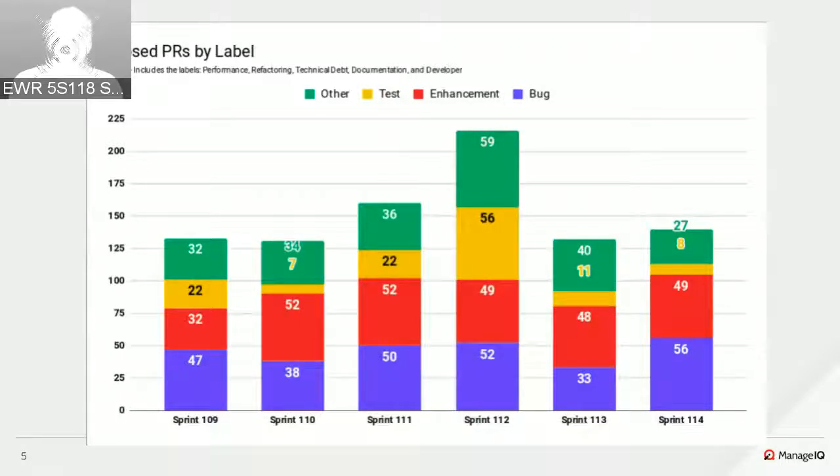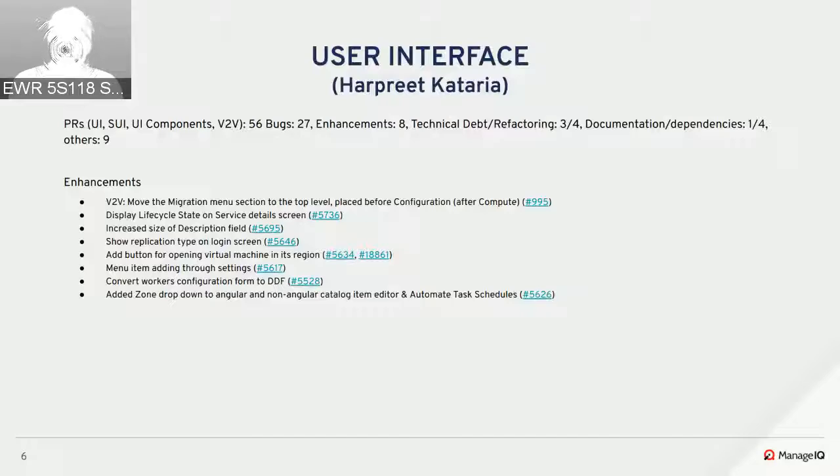And these are the PRs by label. A PR can have multiple labels, so sometimes it'll show up in multiple results. Next slide, and over to Harpreet.